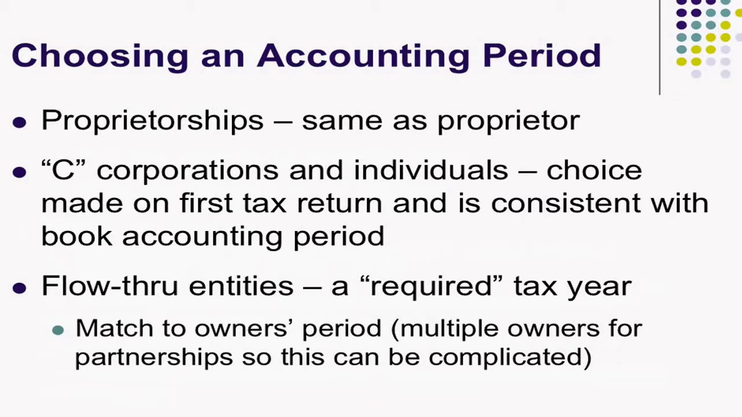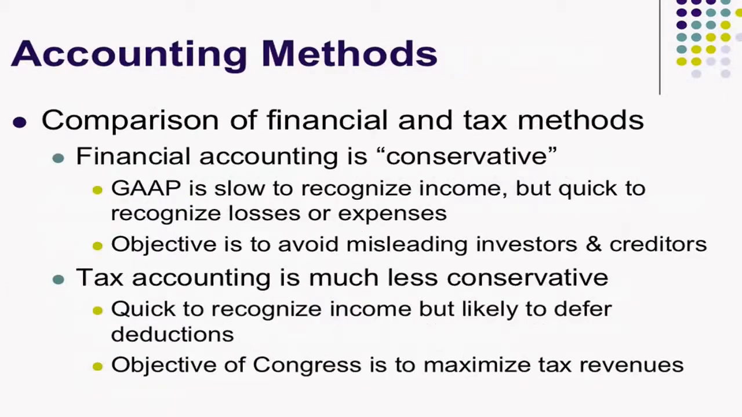Flow-through entities have a required tax year. Most of the time, flow-through entities match it to their owners. Partnerships tend to match it to their partners' tax years as well. But again, you can adjust your accounting period.